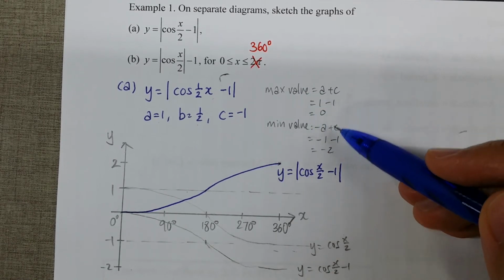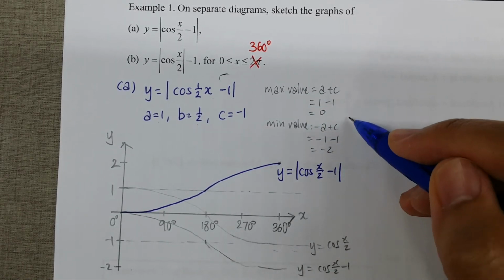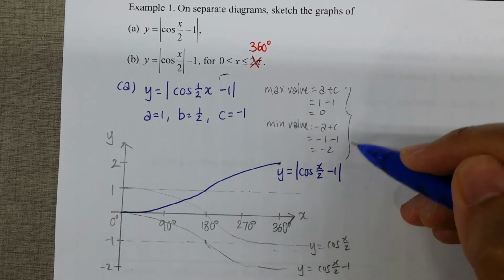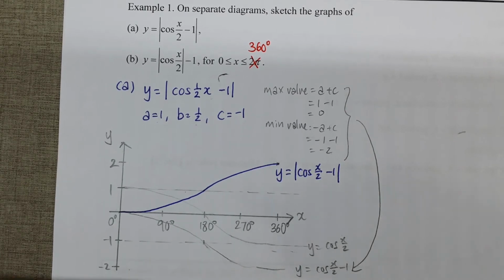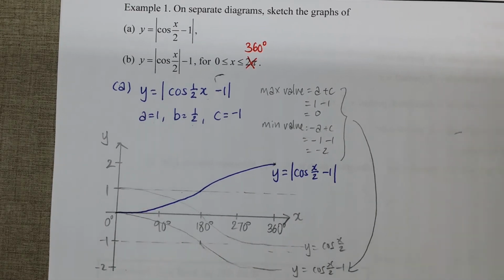Oh, because I'm referring to this graph without the modulus. Correct? So when there's a modulus, the whole thing just flips up. Alright? Clear? Okay. I will erase the unwanted graph because you're not supposed to present them.